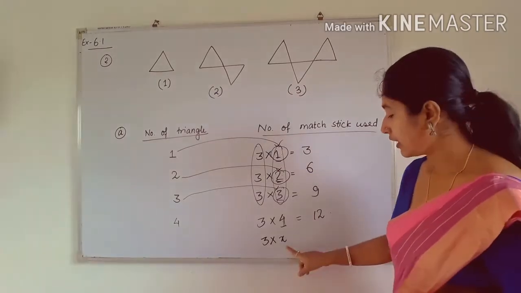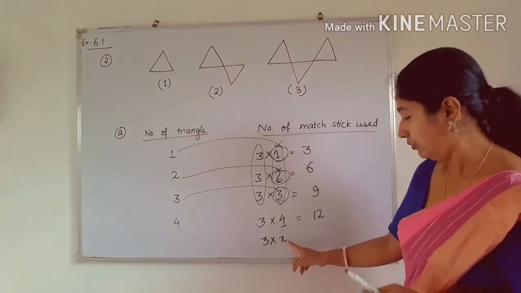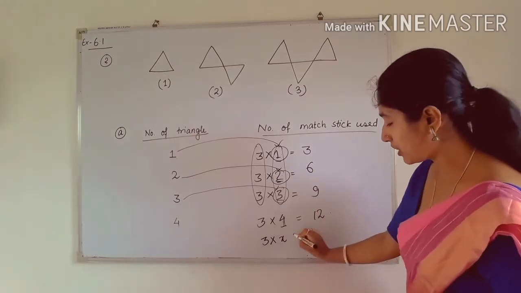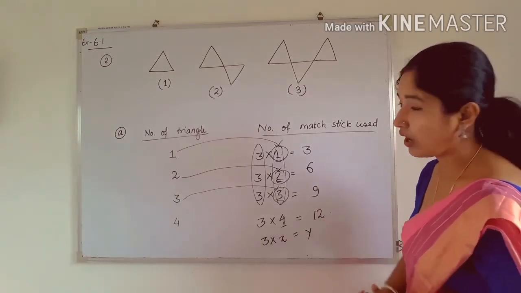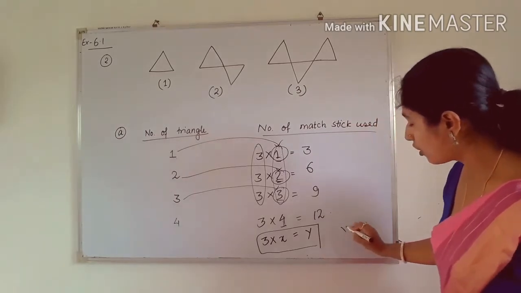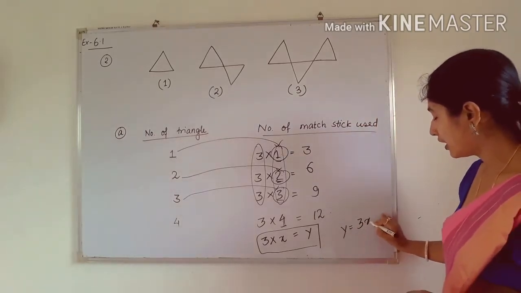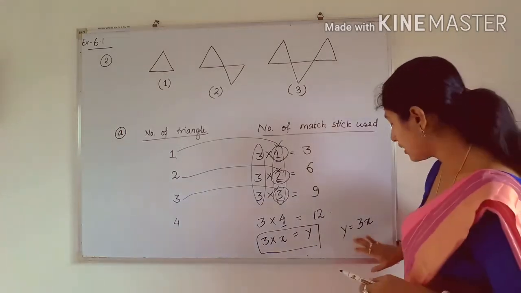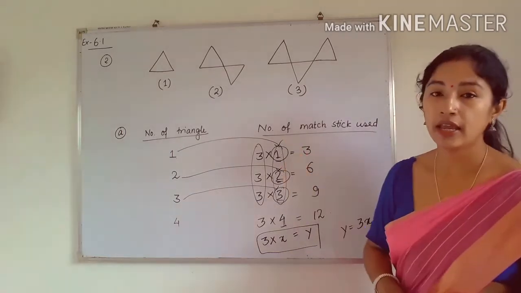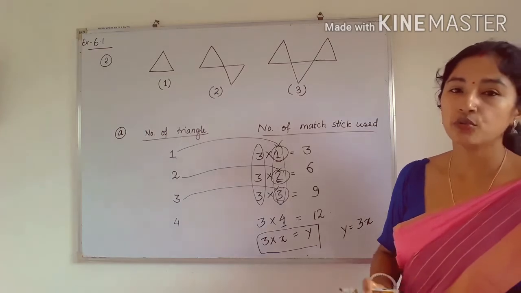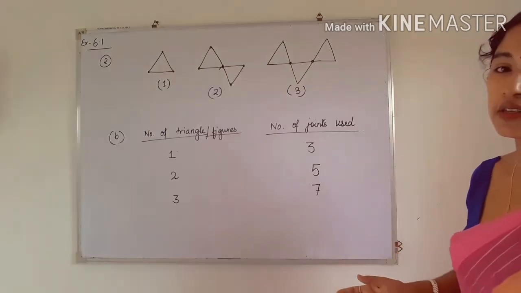Let us take a variable, sorry, x, and the total number of matchsticks we take as y. So the final general formula will be y is equal to 3x, or you can say 3x is equal to y. This is the answer of part A, that is the general formula for the number of matchsticks used to make these patterns.